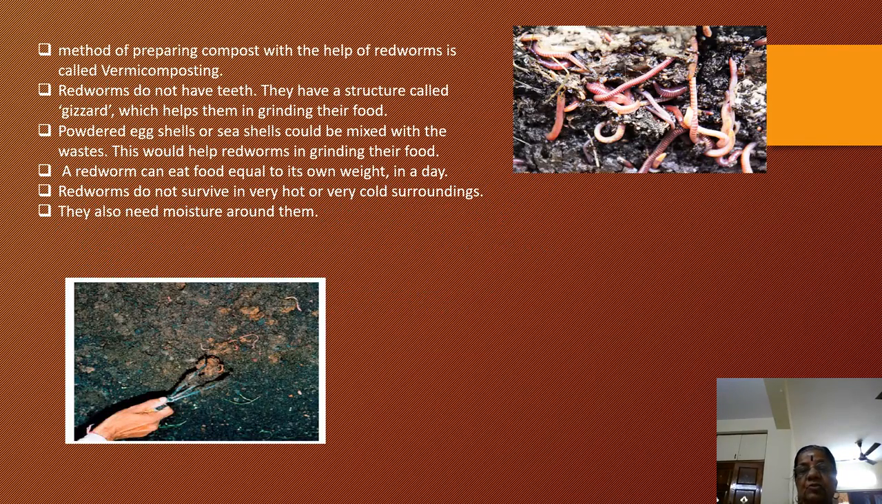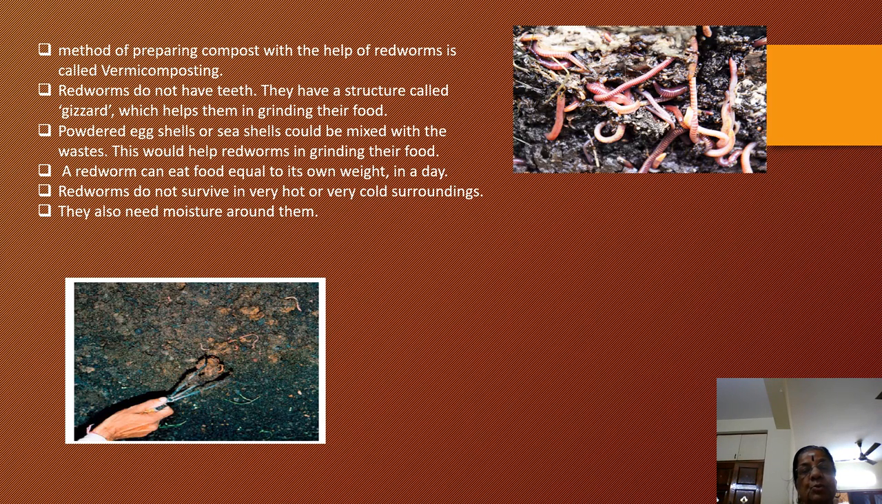Okay. The next one is the method of preparing compost. Compost is manure, the fertilizer we put for plants. The method of preparing compost with the help of red worm is called vermicomposting. Red worm is a type of earthworm. With that, composting can be made.